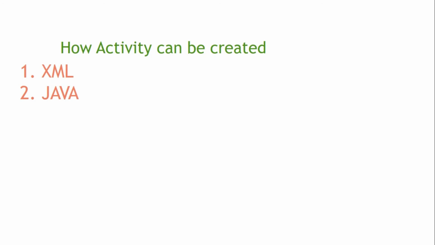The main part of an activity is the Java file. Here we have to write our code, like what happens if we click the button, or what happens if the if condition is true, and like this.